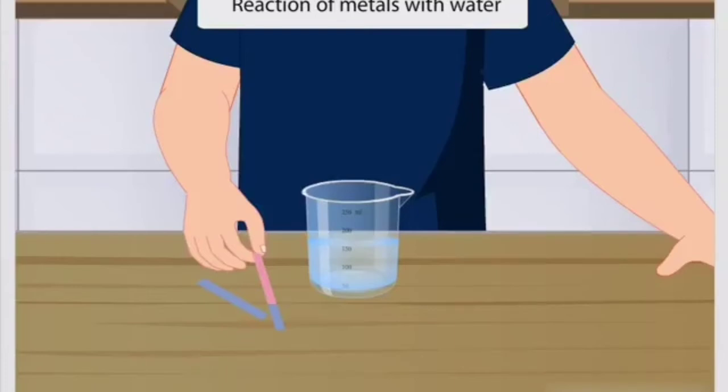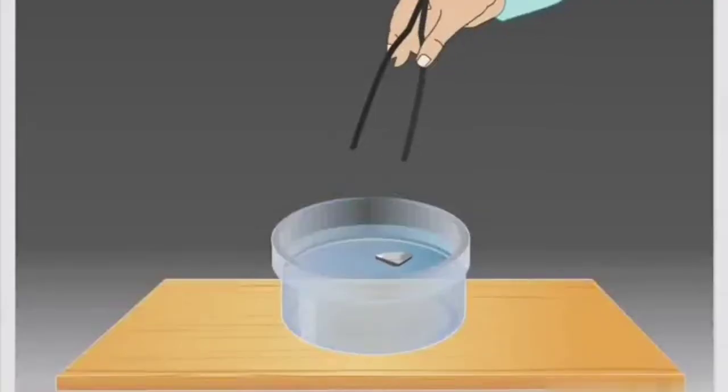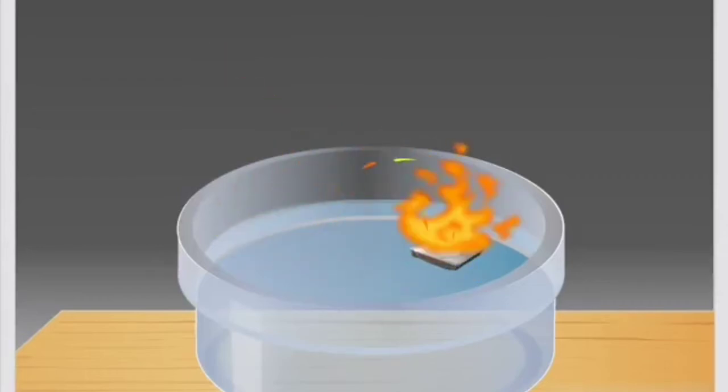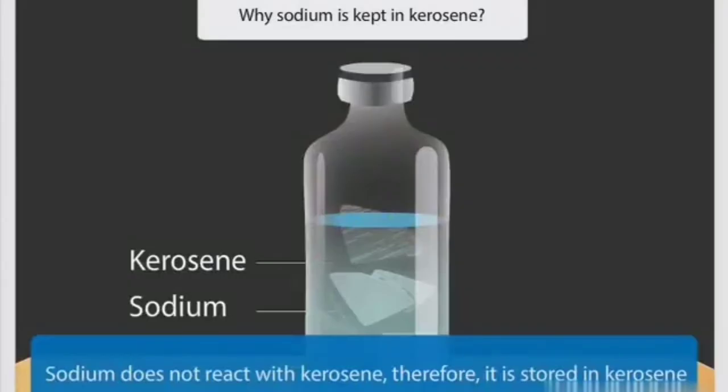Now you will be able to answer why sodium is kept in kerosene. Sodium metal is very reactive. It reacts vigorously with oxygen and water. This reaction is exothermic and hence a lot of heat is evolved. But sodium does not react with kerosene. It is therefore stored in kerosene.